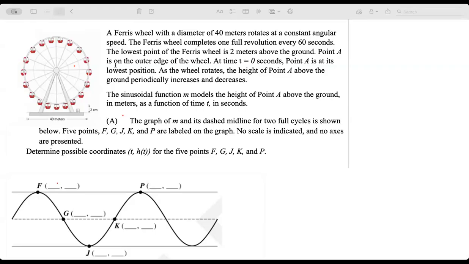Let me know, guys, if you want me to help. Can you do the question on the board? I'm a little confused. Yes.